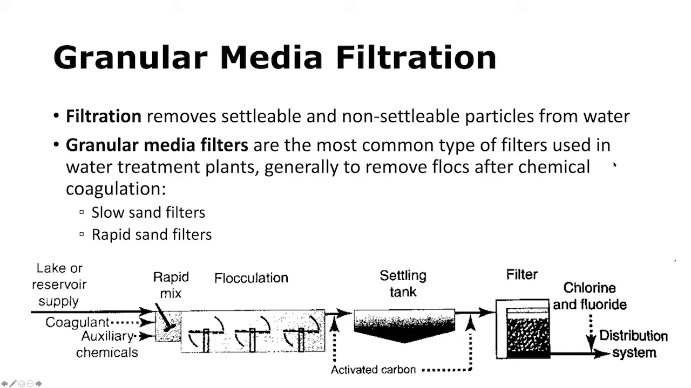This is the most common type of filter used in water treatment plants, generally to remove these flocs after chemical coagulation. But we do have two different types of filters that are used in water treatment. First type is slow sand filters. Second type is rapid sand filters. So we're going to be focusing most of our discussion on rapid sand filters, which are more commonly used for typical surface water treatment systems like the one you see here.